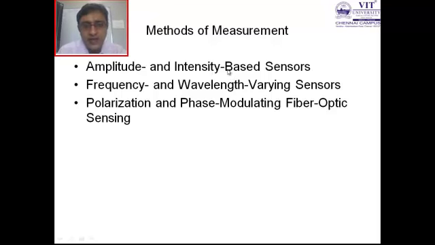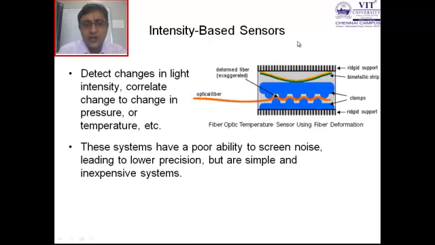Now amplitude and intensity based sensors are predominantly used for pressure and strain measurements. When I talk about pressure and strain measurements, it is the force that is exerted within the environment. Now that force or weight or load can be measured using optical fiber. That's the idea. Here intensity based sensors are conventionally intrinsic sensors, wherein the fiber optic cable is affected by and interacts with an environment signal.